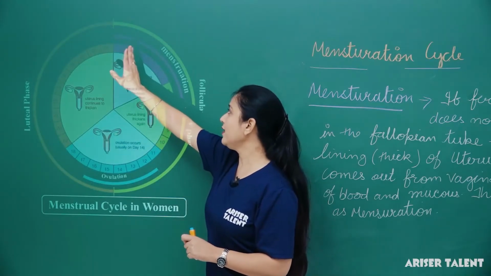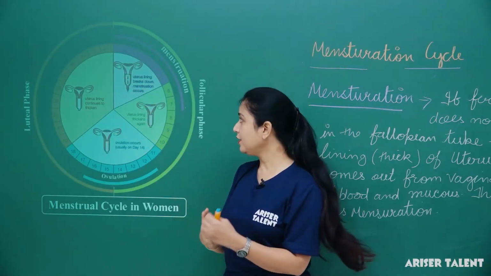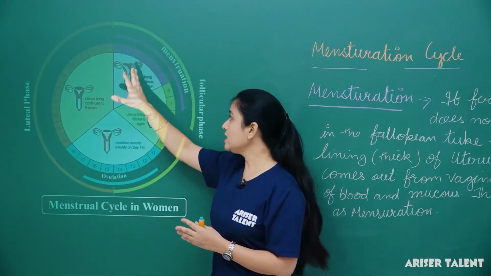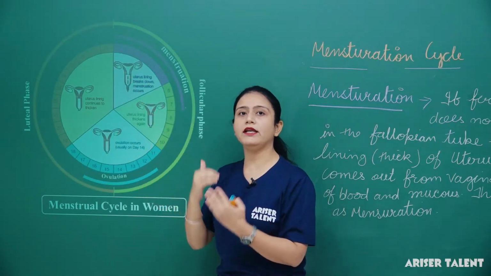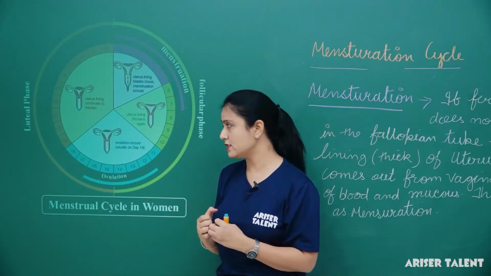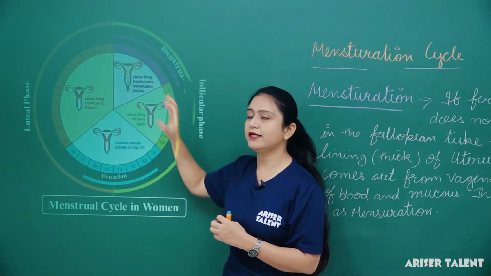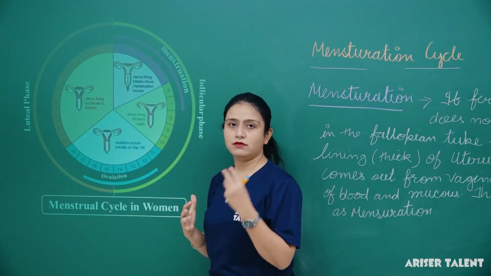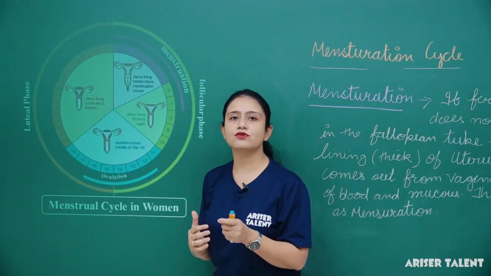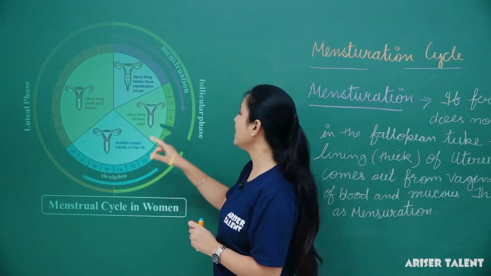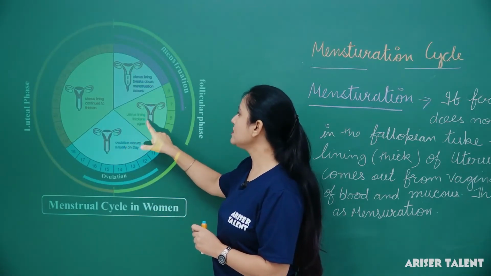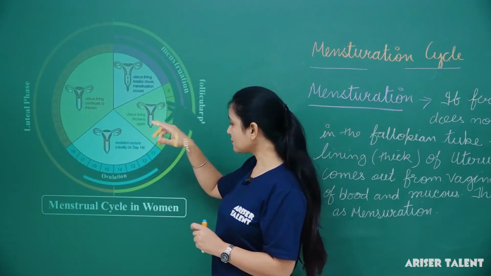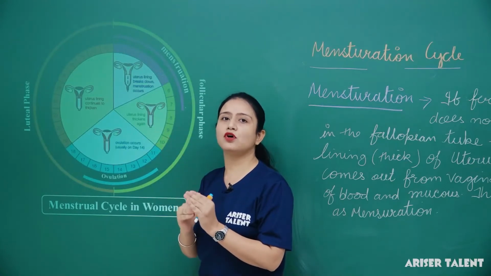From day 1 to day 5, blood continues to flow from the vagina. After the 6th day, the walls of the uterus again start getting their original form. How? Because the ovary produces the female sex hormones, estrogen and progesterone. So we can see that the uterus lining thickens again from the 6th day to the 10th day. At that time the blood stops flowing.